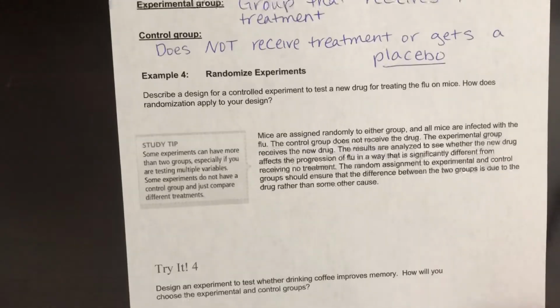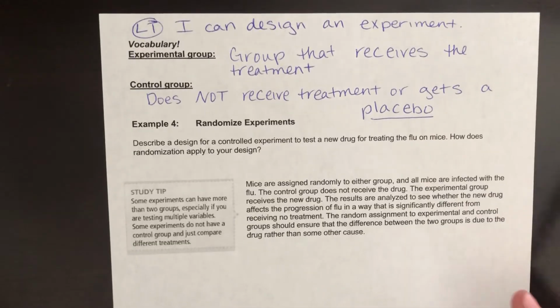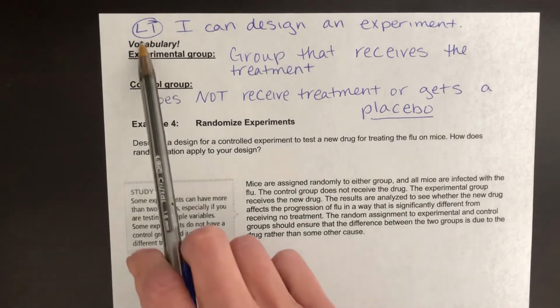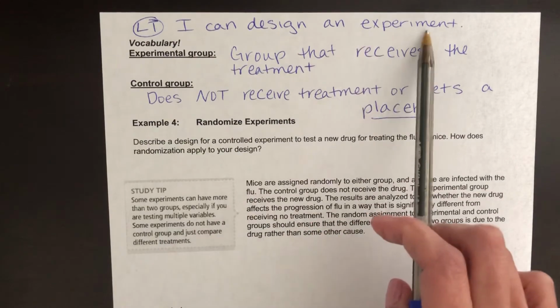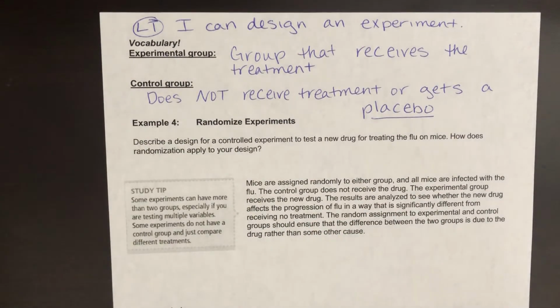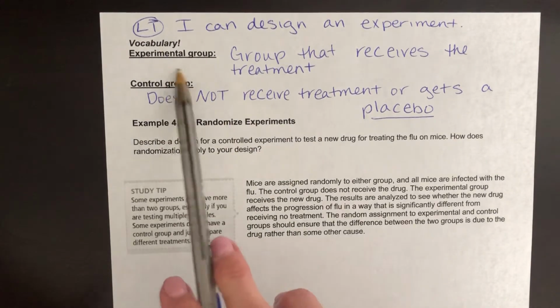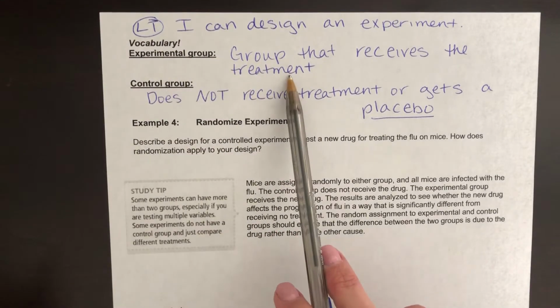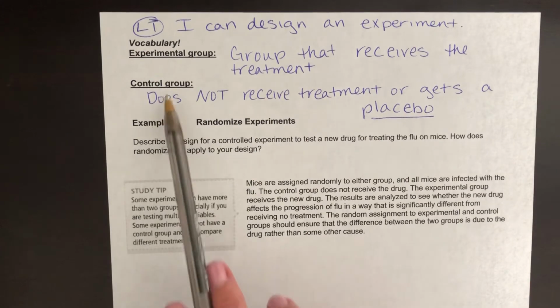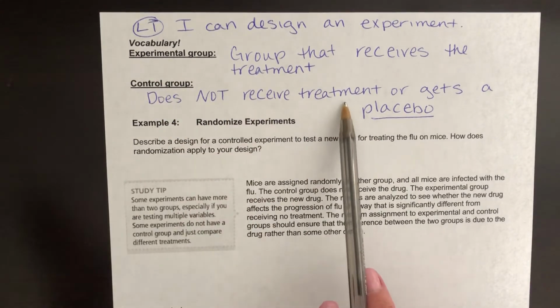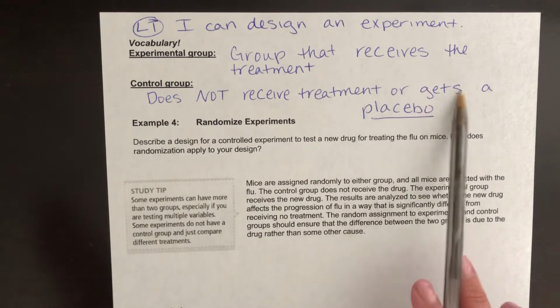Okay, so that completes that learning target. We're going to go on to our second learning target for this lesson. Learning target, I can design an experiment. So let's just review. We've talked about this before in the last video, but experimental group is the group that receives the treatment. Control group does not receive the treatment or gets a placebo.